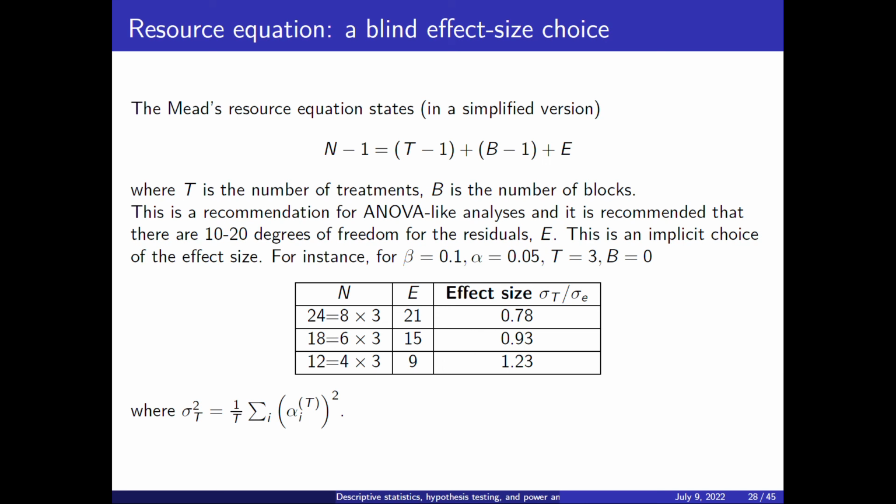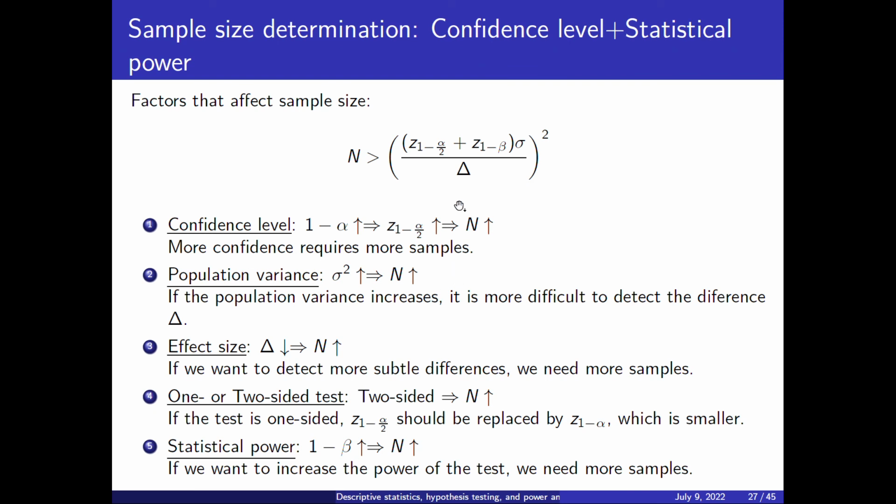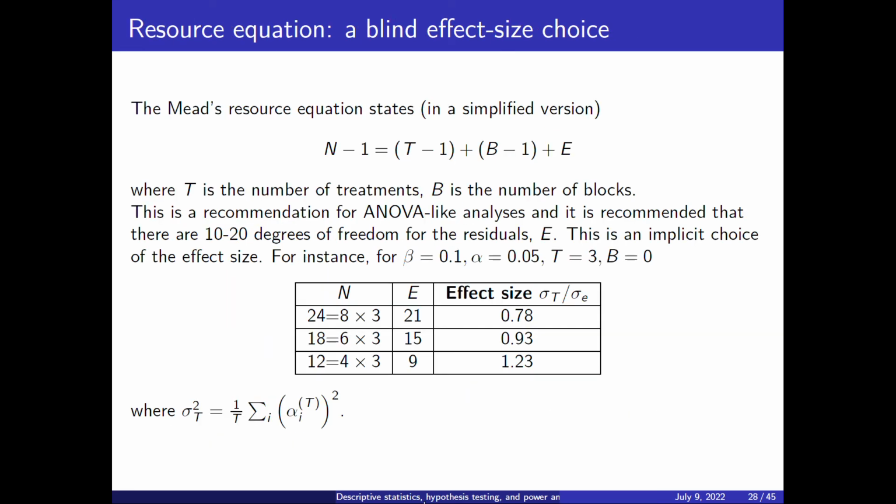Let's put it differently. The resource equation is a very simple approach to a blind effect size choice. Here we have explicitly said I want to detect 0.5 milligrams of deviation. This resource equation somehow is also fixing that. So here we have different possibilities. I have given an example where we have beta equal to 10%, so a false negative rate of 10%, and a false positive rate of 5%. We are studying 3 groups that could be the control and 2 different treatments, and we are not analyzing differences between males and females. So we have 3 groups, and we can put, let's say, 4, 6, 8 animals per group, and this is the total number of animals, and this is the number of degrees of freedom that the residuals would get.